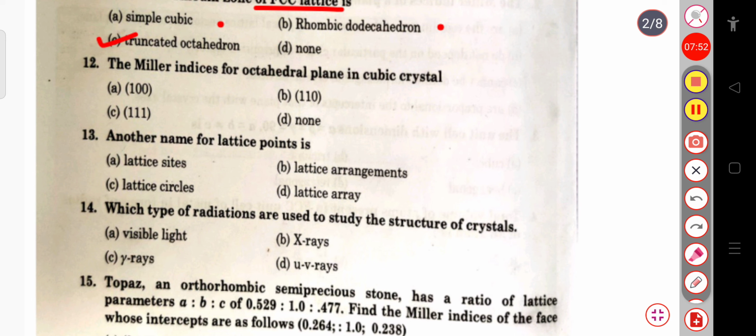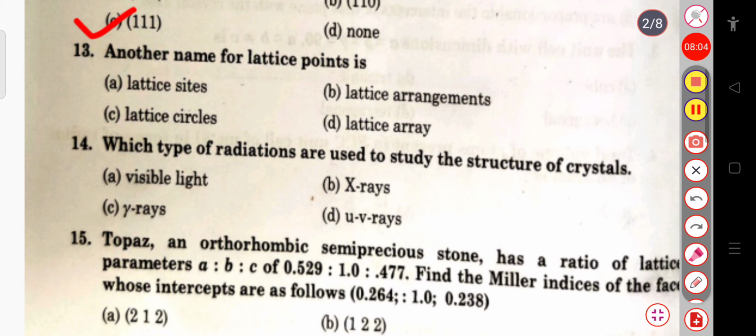So the Miller indices for the octahedral plane in the cubic crystal will be the 1 1 1 plane. The next question is, another name for the lattice points is called lattice sites.